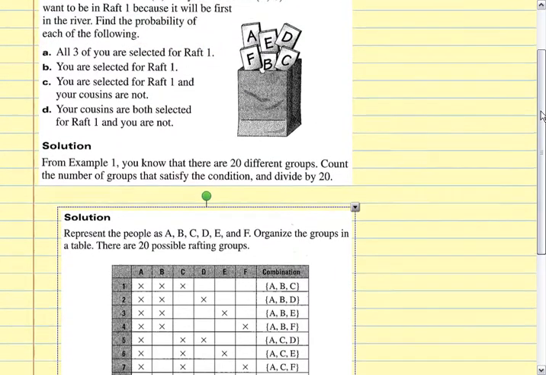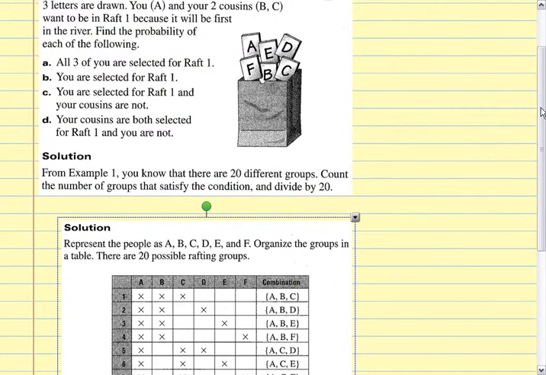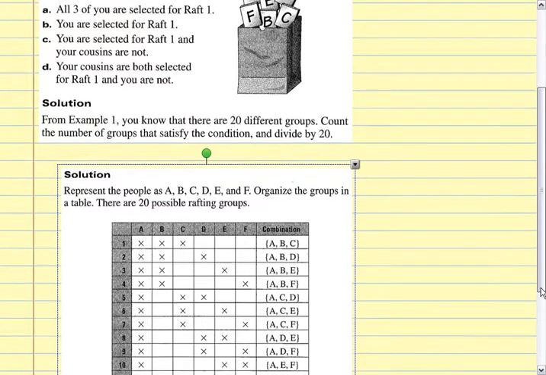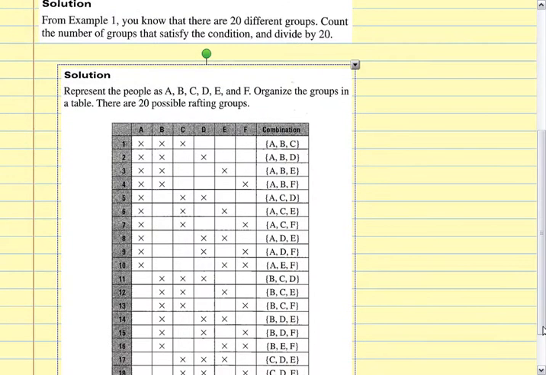In the first one, they say, all 3 of you are selected for raft 1. So what combination would that be? What combination is that, Pace? A, B, and C. Now, we said that there are 20 possible combinations. How many of those combinations have A, B, and C in them? Harry? 1. Just 1. So what's the probability?